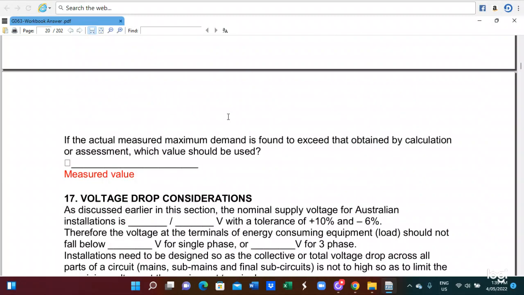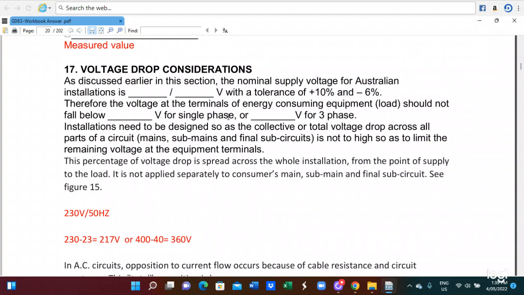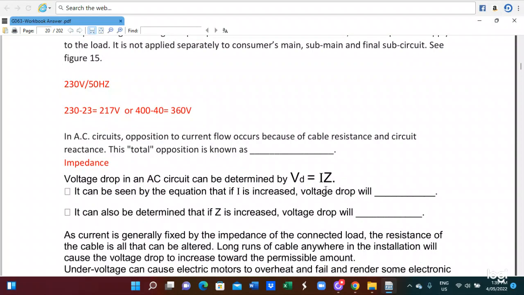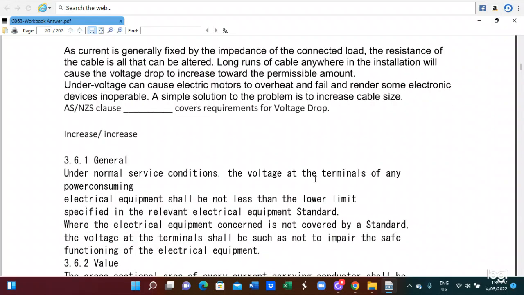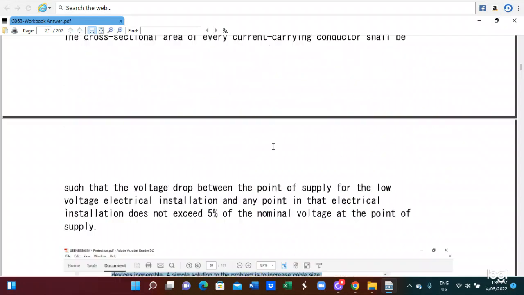So voltage drop consideration has to be important. We have to consider the voltage drop. And this is for the voltage drop AC circuit definition. Also the normal circuit condition, voltage terminal, overpower, those things are also utilized.